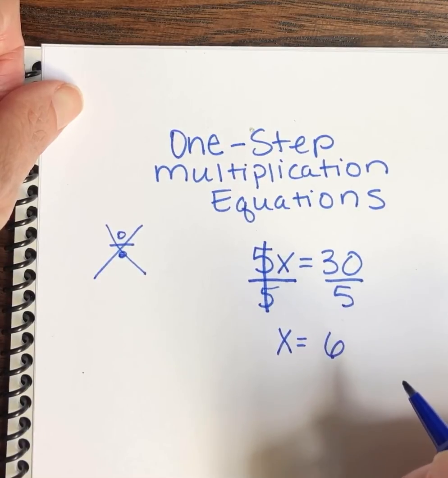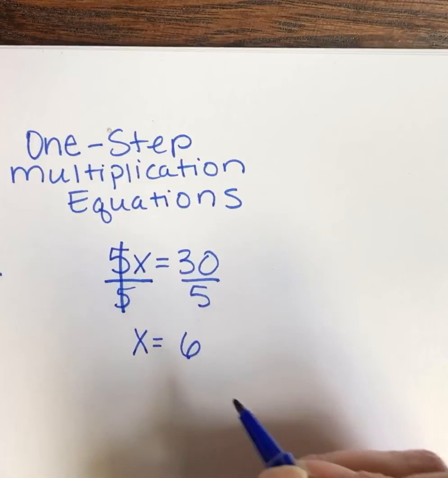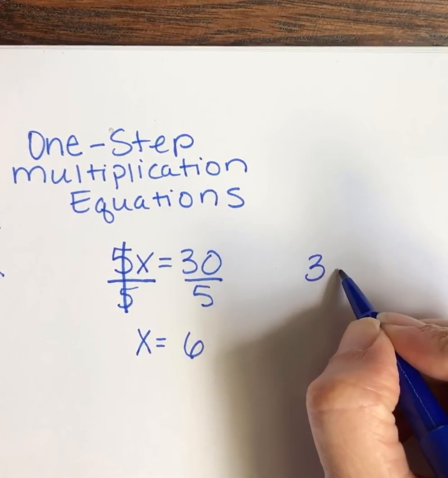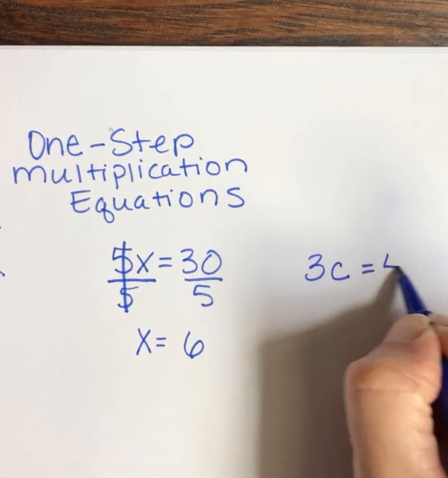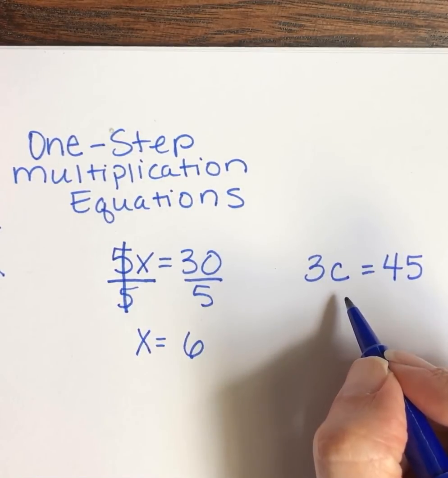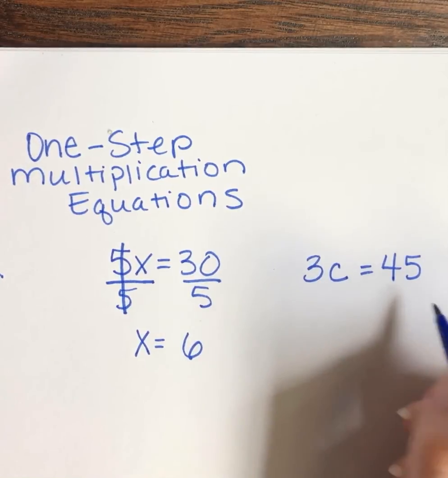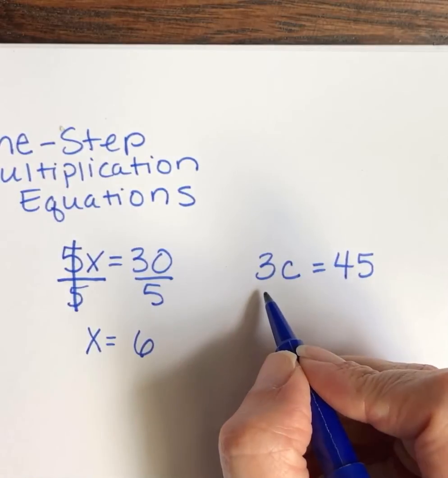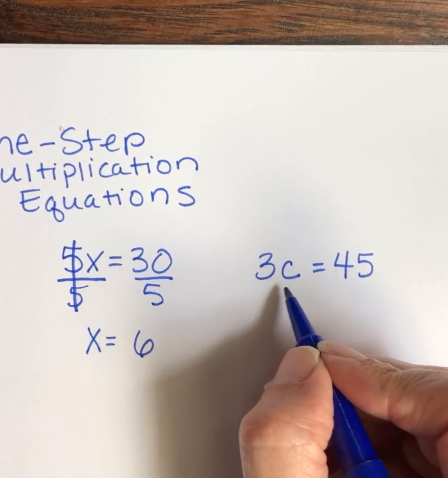Okay? Let's try another example real quick. We're going to do 3 times C equals 45. I'll use a different letter. So 3 times some unknown number is 45. Now some of you might be able to do this one mentally. We're going to divide by 3 because it's the opposite of multiplying by 3.